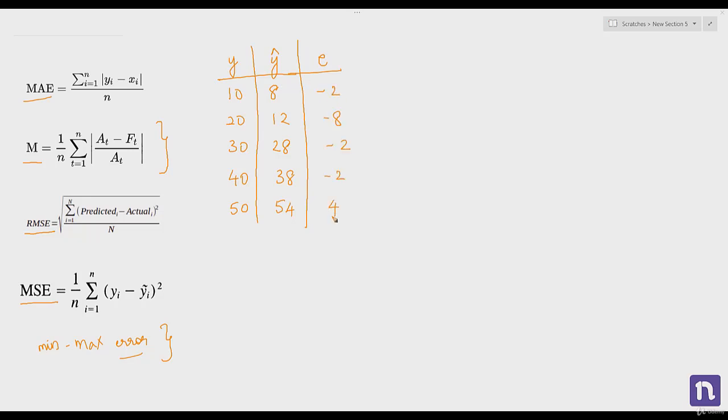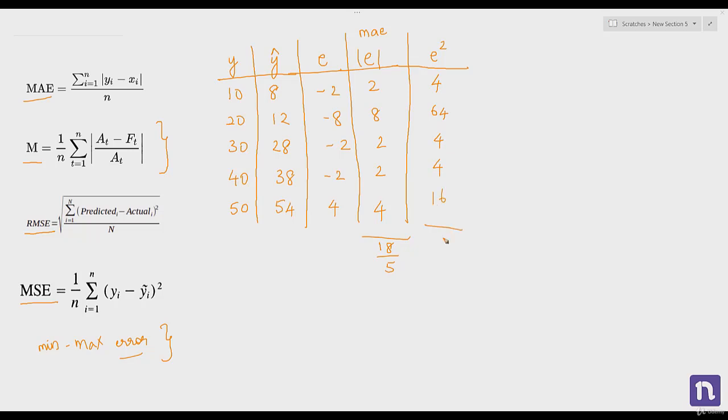Now the mean absolute error is nothing but you take absolute values of the error. So this would be 2, 8, 2, 2, 4. Sum all of them up and divided by the number of observations. So 18 by 5, and that gives you the mean absolute error. Mean squared error, on the other hand, you compute the square of the errors instead of the absolute values. So that would be 4, 64, 4, 4, 16. Sum all of them up and divide by the total number of observations. So that is 92 divided by 5. That is mean squared error.